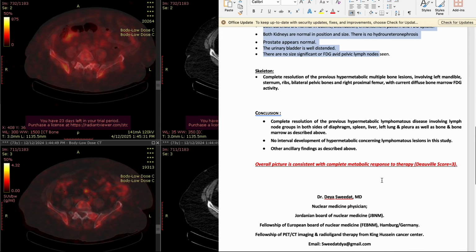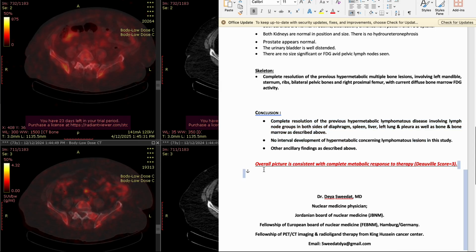And this is our conclusion. Complete resolution of the previous hypermetabolic lymphomatous disease within lymph node groups on both sides of the diaphragm, spleen, liver, left lung, and pleura, as well as bone and bone marrow, and no interval development. We should write this sentence: complete resolution of the previous diseased sites and no interval development of hypermetabolic concerning lymphomatous lesions. And this is our impression, consistent with complete metabolic response, Deauville score 3.